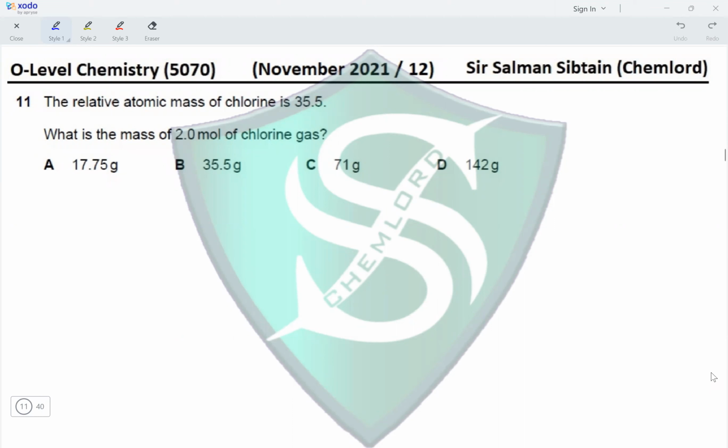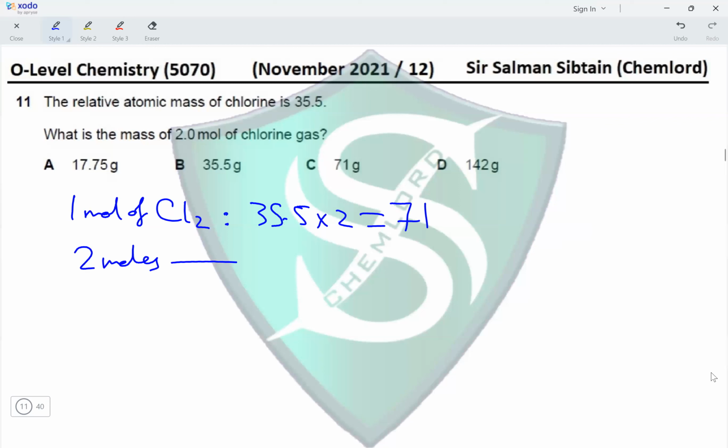So first of all, if we have 1 mole of chlorine gas, so it's Cl2, so that would be 35.5 into 2, giving us a value of 71. And the question states if we have 2 moles, so 2 moles would result in 71 being multiplied by 2, giving us a value of 142 grams. So the correct option for this question is option D.